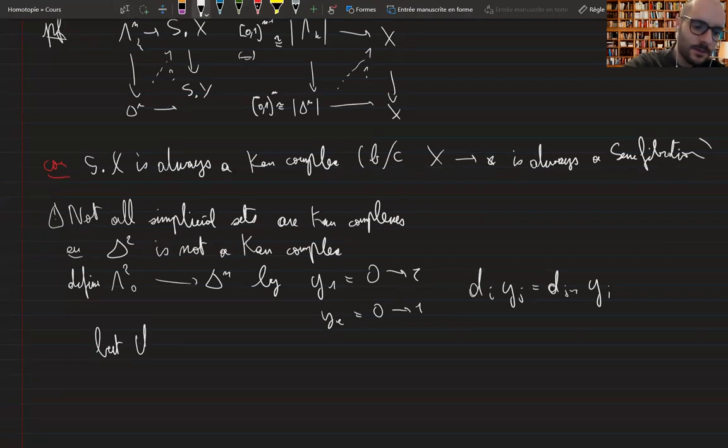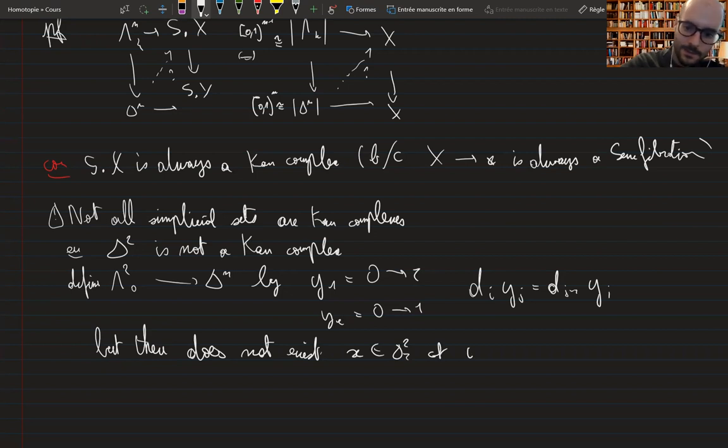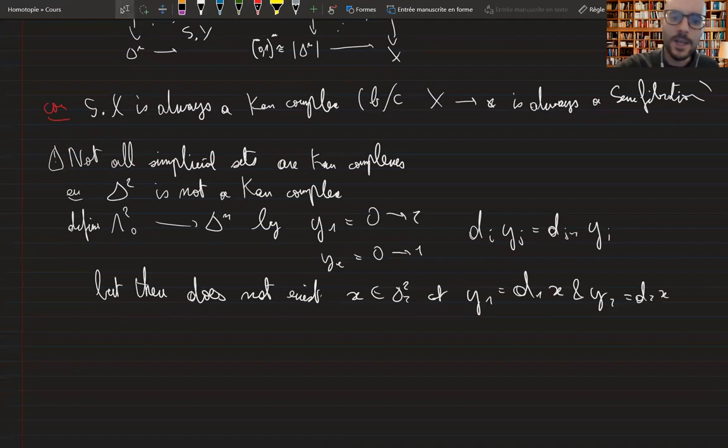But there does not exist x in Δ^2_2 such that y1 is d1 of x and y2 is d2 of x. Because essentially, I have taken 0, 2, 1, and I want to fill like this, and I want 2 to be smaller than 1. This cannot happen. So there does not exist a two simplex with this boundary for d1 and d2. All right, simple as that.